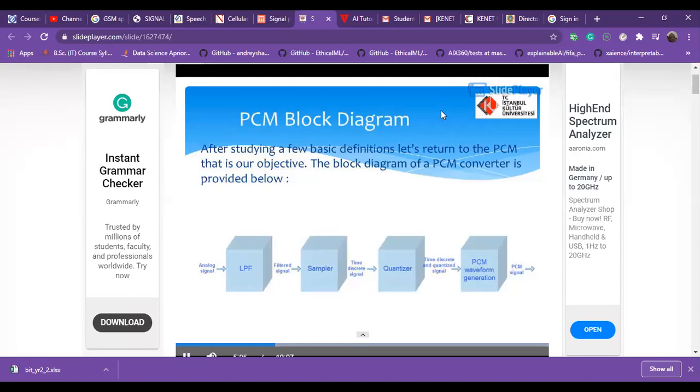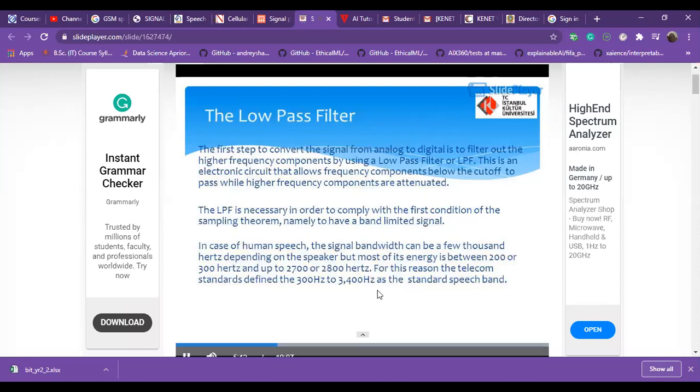The block diagram of a PCM converter is provided below. The low-pass filter: the first step to convert the signal from analog to digital is to filter out the higher frequency components by using a low-pass filter, or LPF. This is an electronic circuit that allows frequency components below the cutoff to pass while higher frequency components are attenuated. The LPF is necessary in order to comply with the first condition of the sampling theorem, namely to have a band-limited signal. In the case of human speech, the signal bandwidth can be a few thousand hertz depending on the speaker, but most of its energy is between 200 or 300 hertz and up to 2700 or 2800 hertz. For this reason, the telecom standards define 300 hertz to 3400 hertz as the standard speech band.